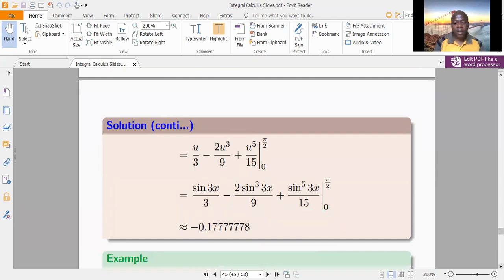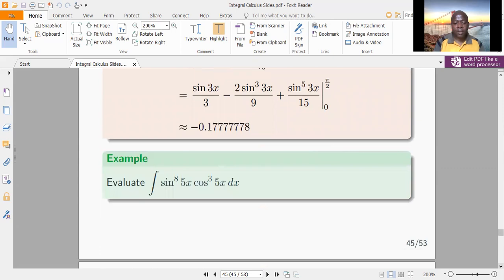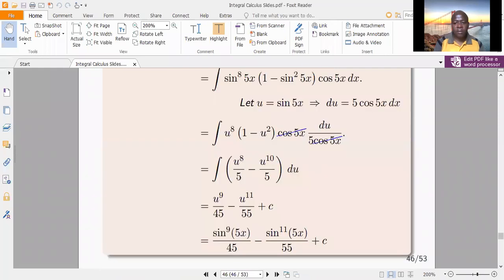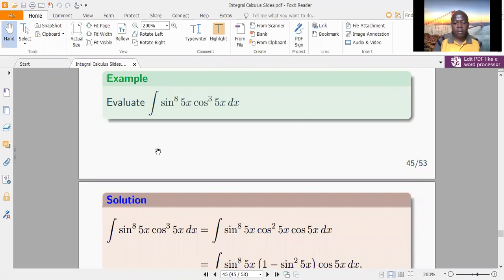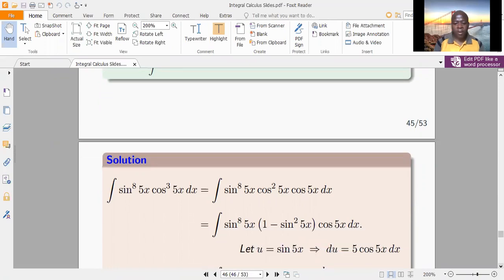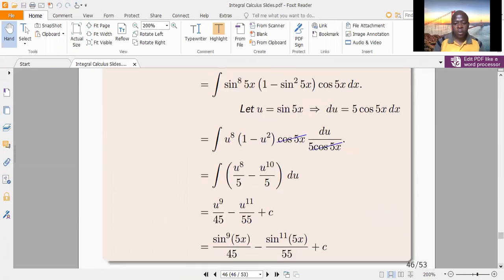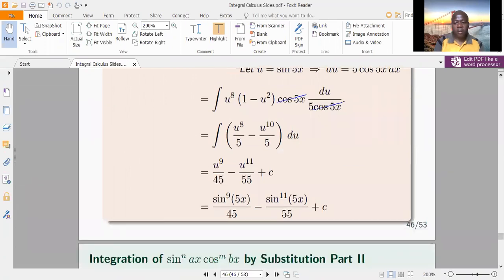Now let's have the last example. And we have this. This is odd. So we strip 1 out and convert the rest to sine. And so that's what I did. You can look at the workings here, but of course you can try to do it on your own and then compare your answer with mine.